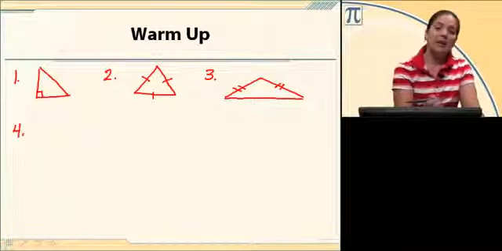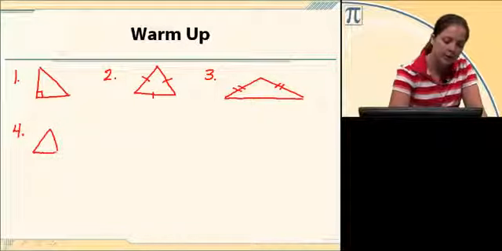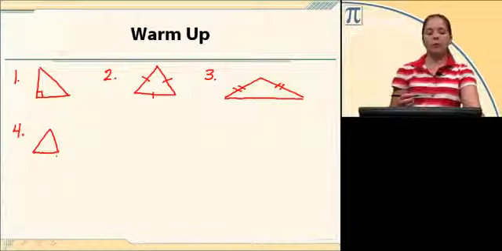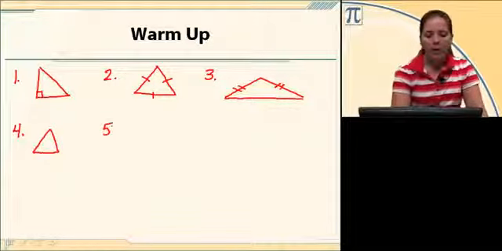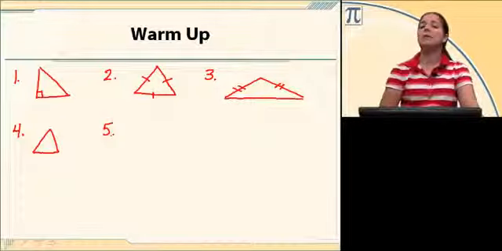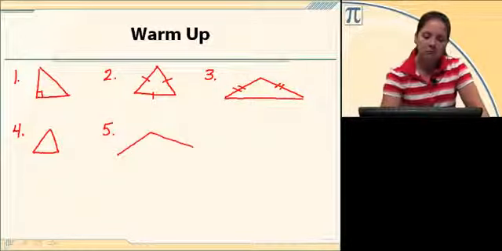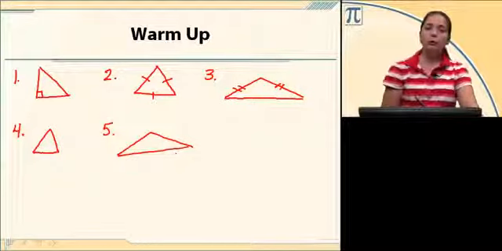Next one we're going to do is an acute triangle. Acute means that all three angles are less than 90 degrees. There's an example of an acute triangle. An obtuse triangle. Obtuse triangle means that at least one of those angles is obtuse, or one of those angles is more than 90 degrees. So there's an example of an obtuse triangle.